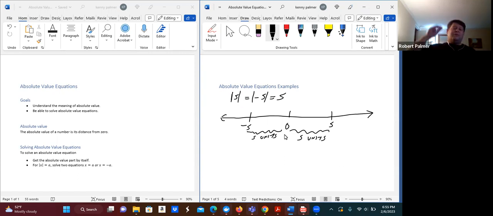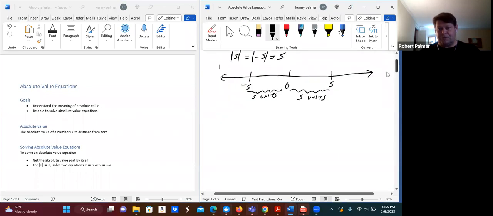That's what absolute value means: the number's distance from 0. Regardless of what the sign is, whether positive or negative, it's how far it is from 0. So when you use that idea in talking about absolute value equations, let's look at a basic one.